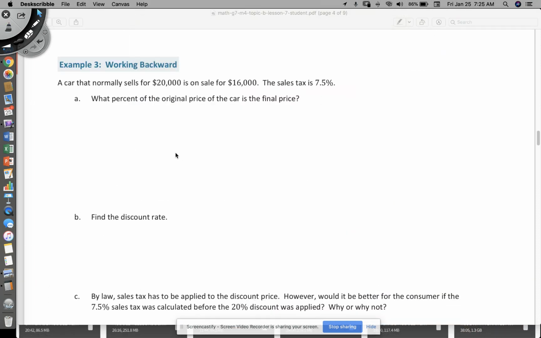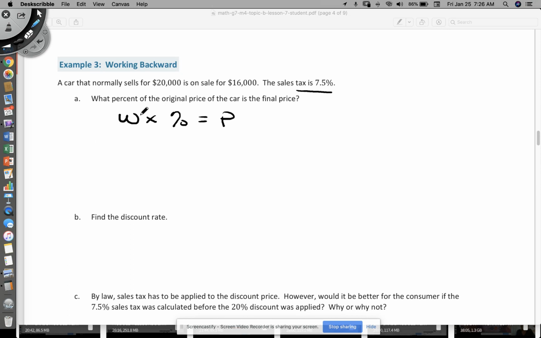All right, a car normally sells for $20,000. It's on sale for $16,000, and then there's a sale tax of 7.5%. So what is the percent of the original car price? So again, we're going to use this formula. All right, but I don't want you to confuse this percent sign with this. This percent is not percent markup or markdown. This is a tax. Tax is totally different. It may have a percent symbol next to it, but it doesn't mean this percent.